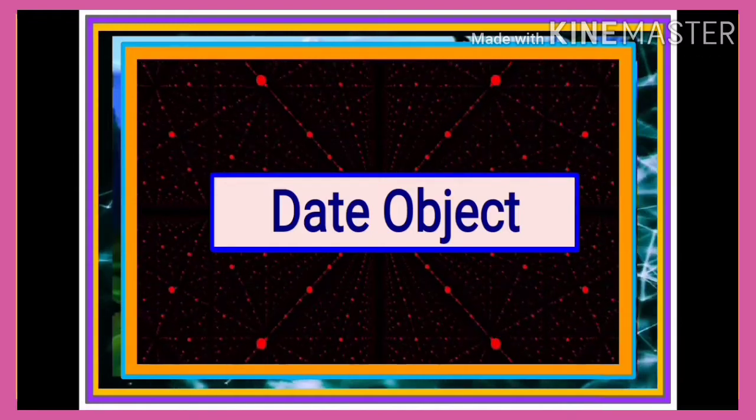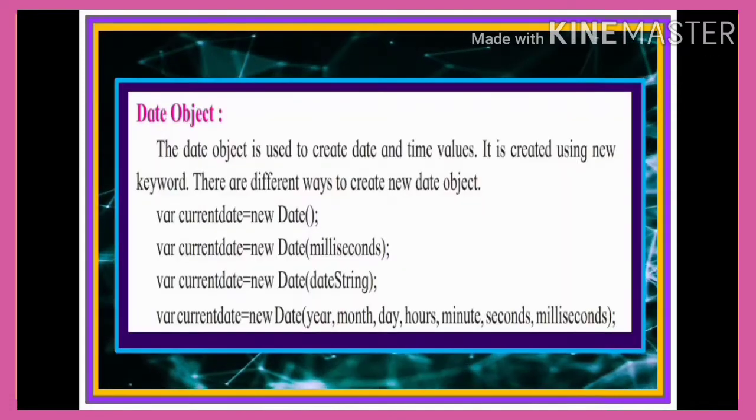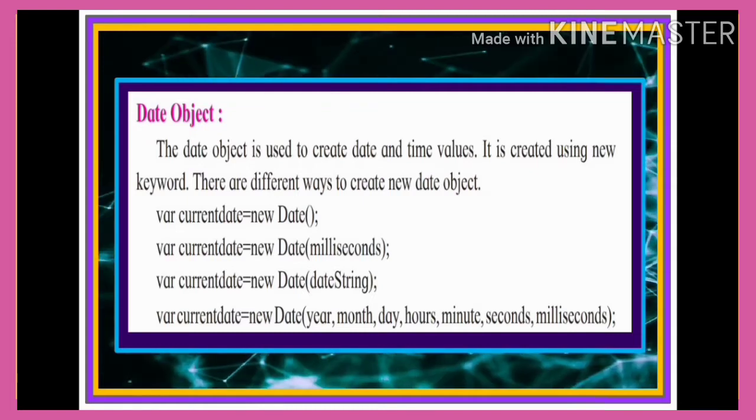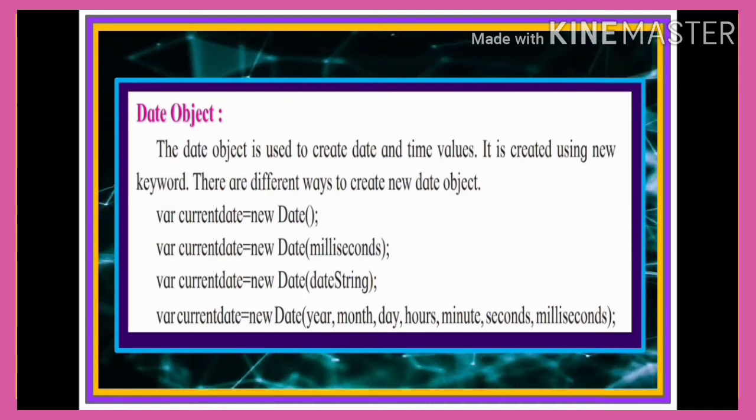You can easily handle date and time by using JavaScript. Date object is used to create date and time values. It is created using new keyword. There are different ways to create new date object.